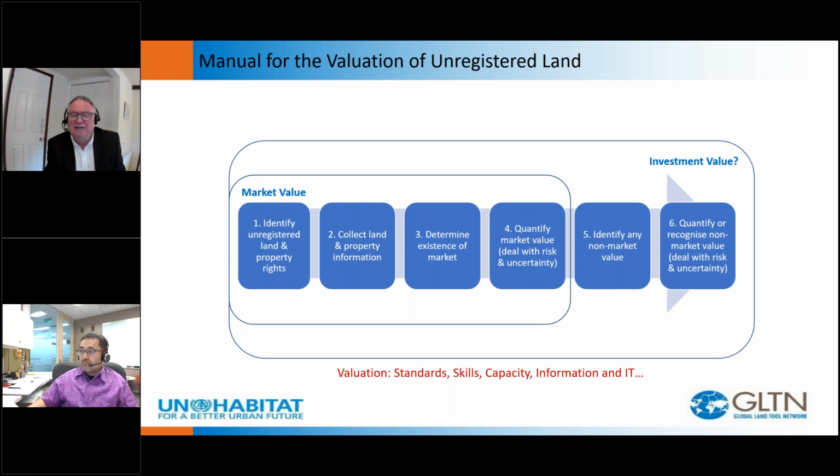But then when we start to move into investment value, we've got two more squares which we add on to those. So, identification of any non-market values. Are there some items which are of value to the individual or the community, which are not priced into the market value? And then we need to quantify or recognize non-market values and deal with their risk and uncertainty. So again, how long are those benefits likely to remain in the process, and for the current owner to continue to receive those benefits? One of the challenges, again, that we'll move on to with Satoshi in a moment, is looking at those non-market values that we need to look at.